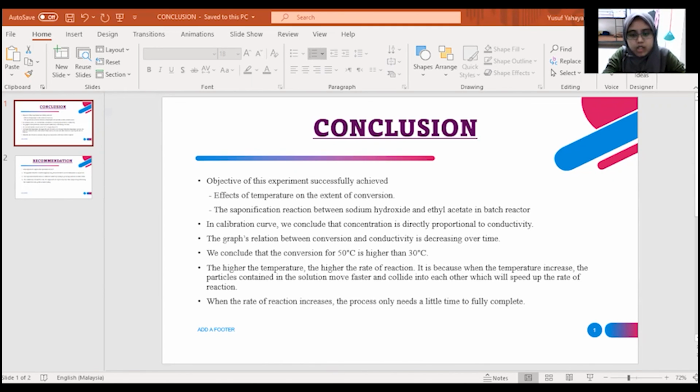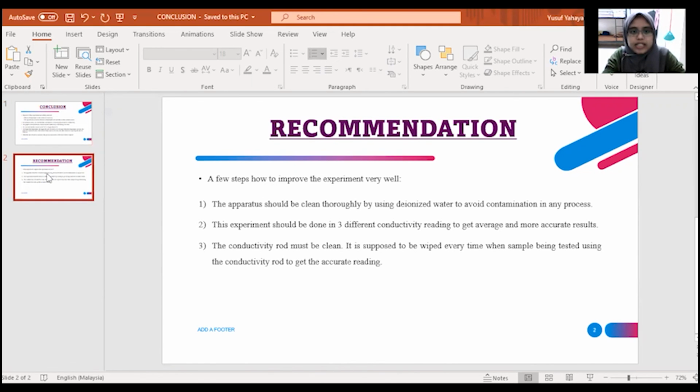Next, for the recommendations, a few steps to improve the experiment. First, the apparatus should be cleaned using deionized water to avoid contamination in any process. Second, the experiment should be done with 3 different conductivity readings to get an average and more accurate results.